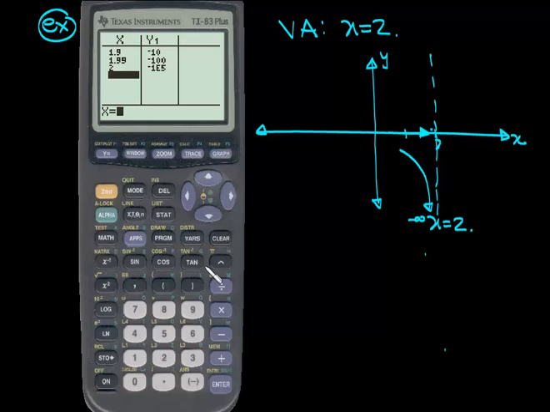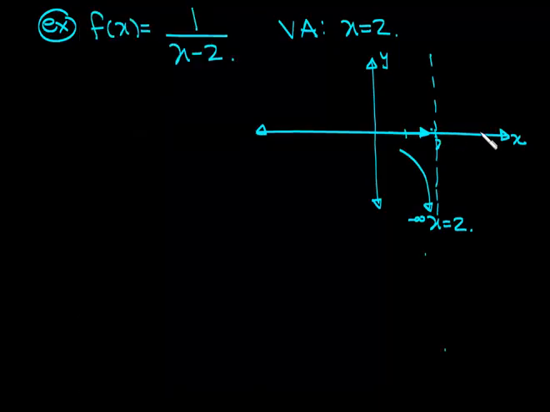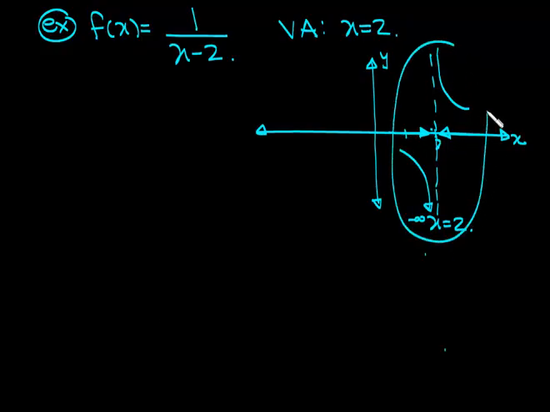Okay, so I can pick what? 2.1. So it's 10. If I pick 2.01, it's 100. If I pick 2.001, it's 1,000. If I pick 2.0001, then it's 10,000. So you can see as you're getting closer and closer to 2 from the right, the values of the function are getting bigger and bigger, and they're going positive. So in that case, the graph's going like this.